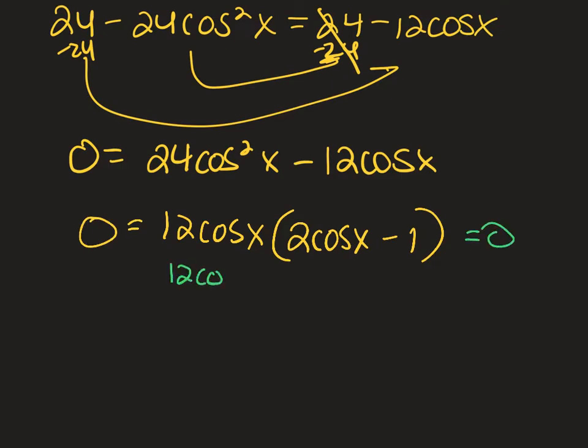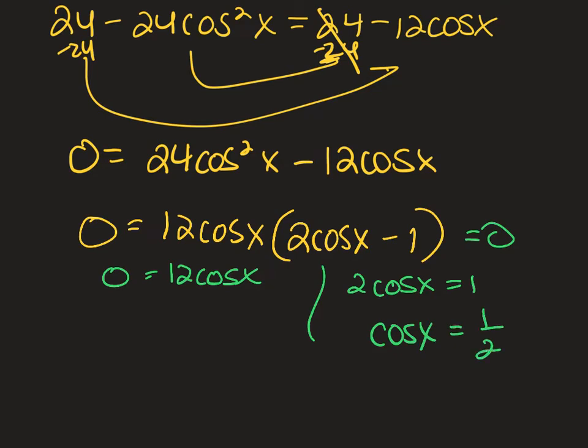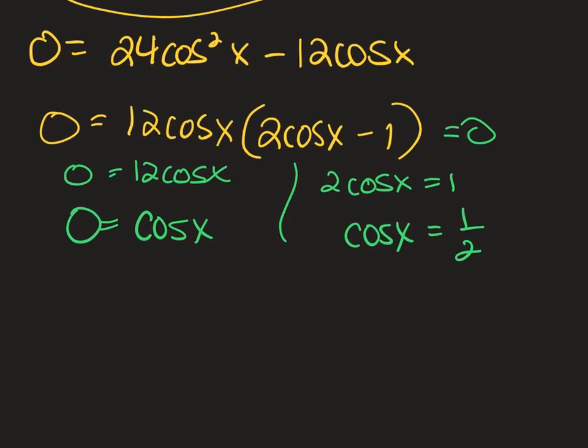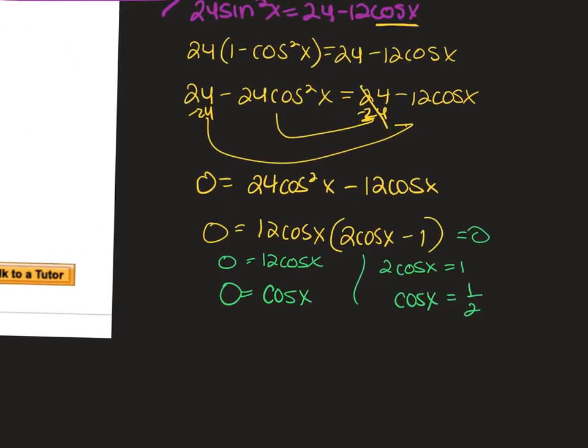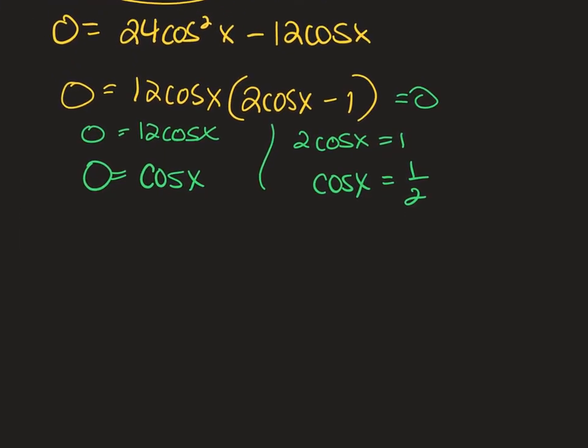So 12 cosine x equals 0, and 2 cosine x equals 1. Cosine of x equals 1/2, and cosine of x equals 0. Did it give you the interval? Yep, it gave you the interval this time, so I'm using my entire unit circle. Cosine is 0 at pi over 2 and 3 pi over 2. And cosine is 1/2 at pi over 3 and 5 pi over 3.